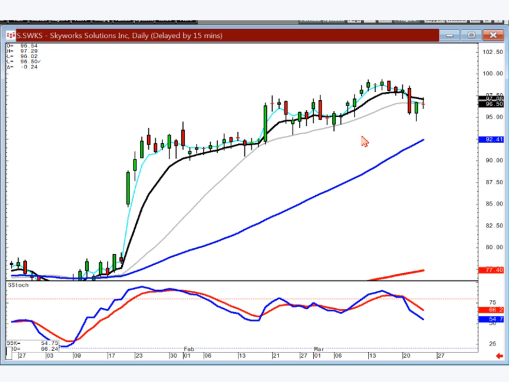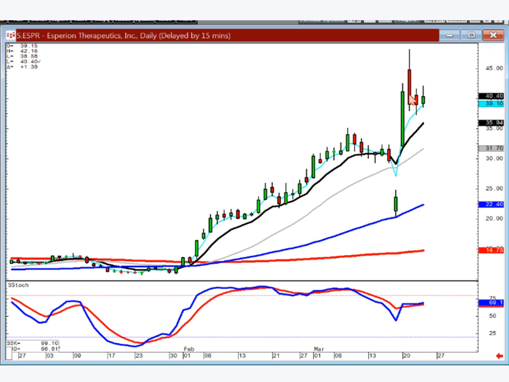I probably wouldn't be long or short this one. ESPR, you stay long. That big reversal tells you that the trajectory was like this. Now I think the trajectory would be more like this. I want to stay long on that one.